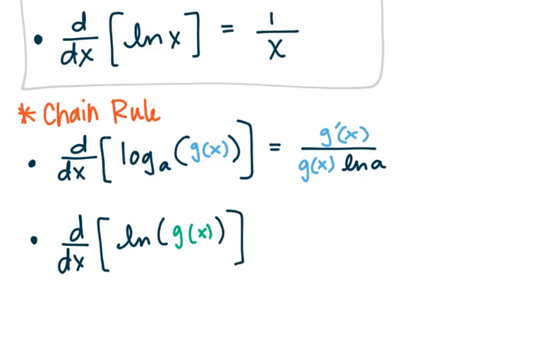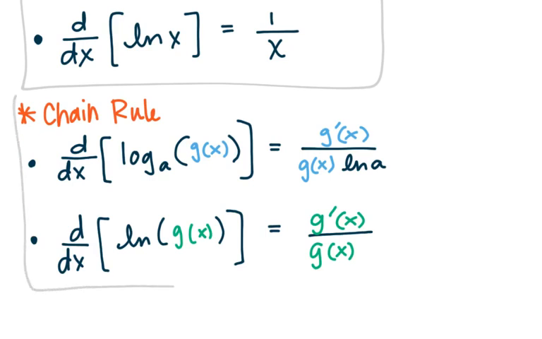So d dx of the natural log, that's going to be 1 over the argument, g of x. But of course, we need to multiply by the derivative of that argument, which was inside the parentheses in the argument of the logarithm. So we end up with this, and multiplying to simplify that, we end up with g prime of x over g of x. So these two rules aren't new. The two up above are, and now we're applying the chain rule to them.